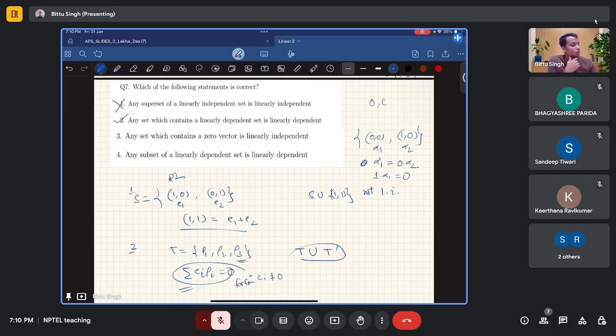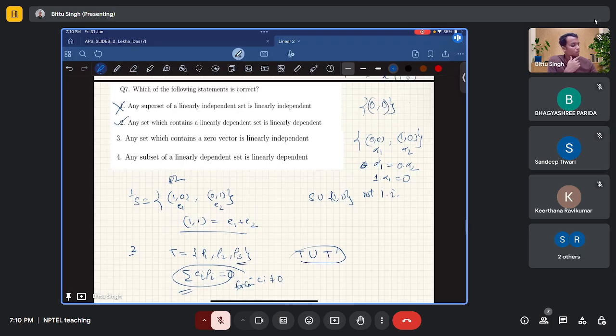Similarly, suppose only 0 is there, and this is alpha 1, then you are getting 1 times alpha 1 equal to 0. So again you are getting a non-trivial combination. So this is also false, because a non-trivial combination is giving you 0. That means those are linearly dependent.